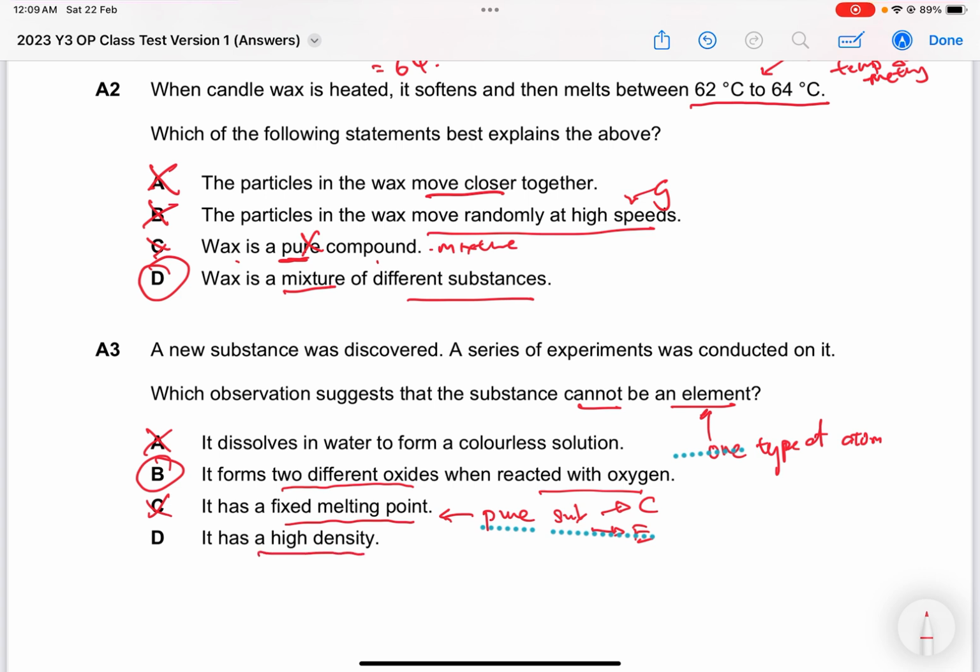Next one, have high density. Some elements have low density, such as your oxygen gas. But then you also have metals, like iron, which is high density. So this one doesn't tell you that it cannot be an element. It could be. So therefore the A3 answer is B.